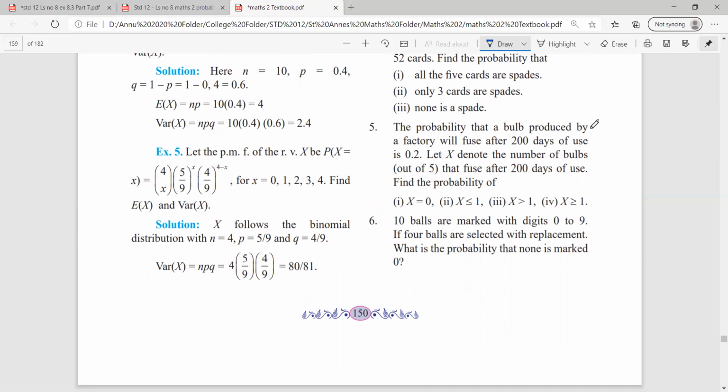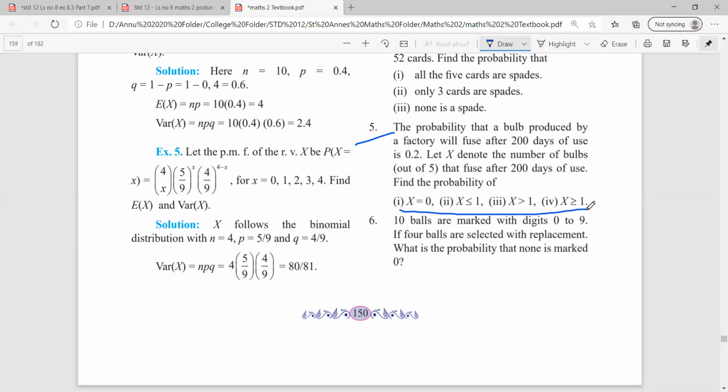Alright, moving forward with sum number 5. The probability that a bulb produced by a factory will fuse after 200 days of use is 0.2. Let X denote the number of bulbs out of 5 that fuse after 200 days of use. And they have told you to find out the following 4 probabilities.